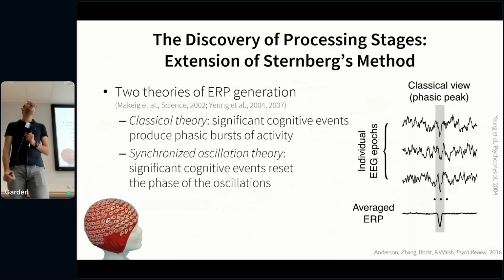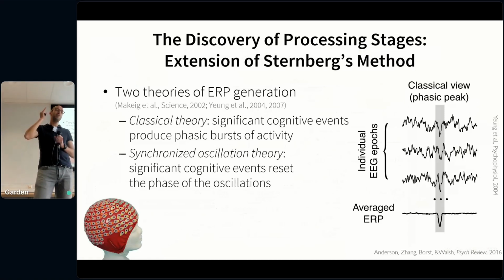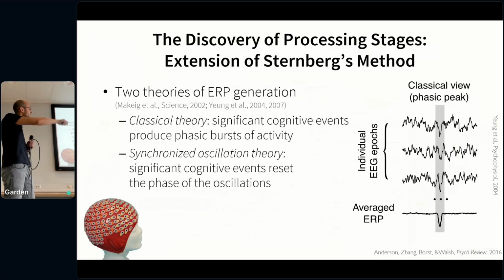The synchronized oscillation theory says, no, there is no phasic burst of activity. Instead, the phase of the oscillations reset. But the effect of that is exactly the same. You still get a peak at this moment of the event. So you actually get the same prediction.